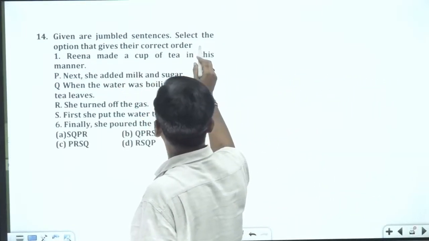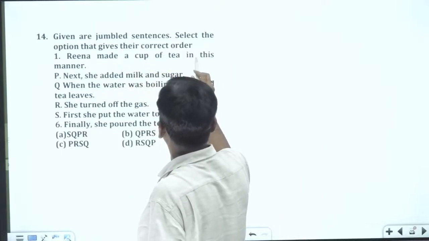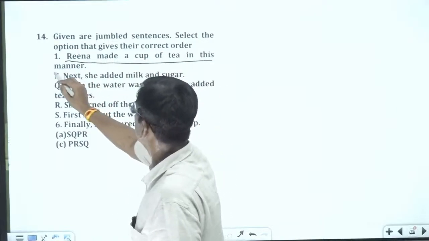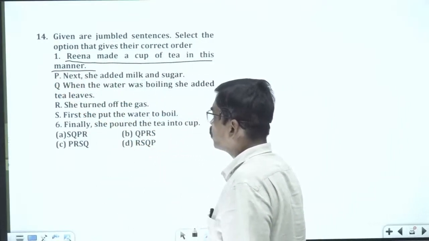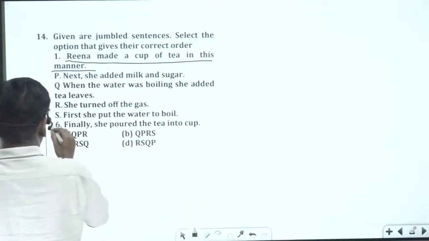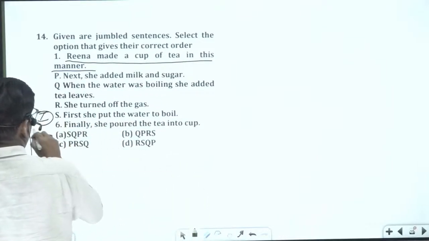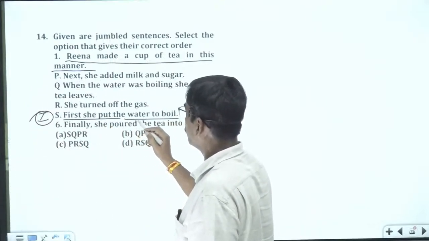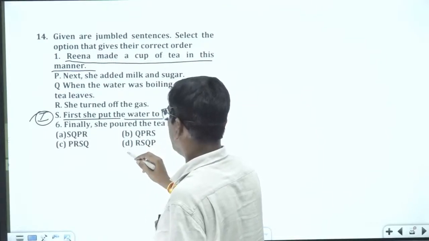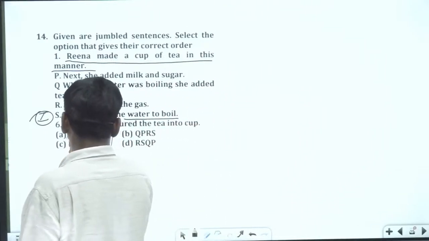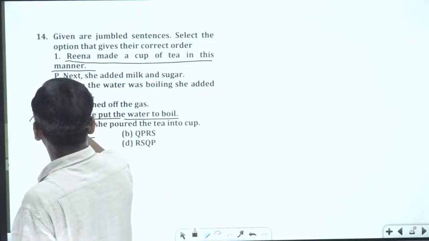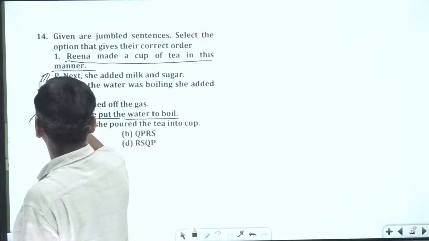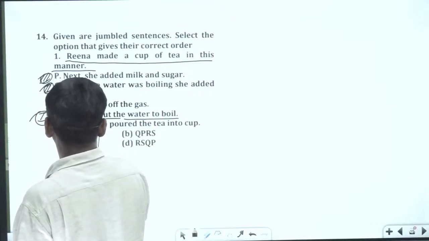Given are jumbled sentences; select the option that gives their correct order. Reena made a cup of tea. This is the starting point. So the first one is S. First, she put the water to boil. So, very easy answer: S, Q, P, R. And then Q is second. And then P. And then R.